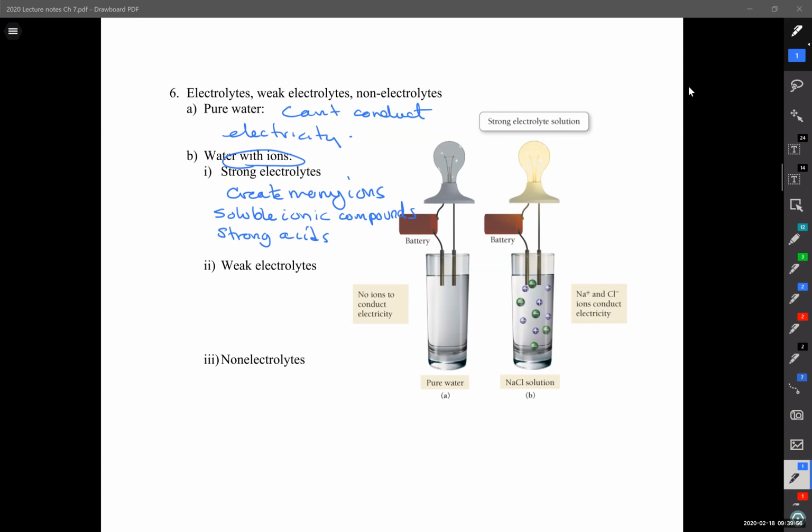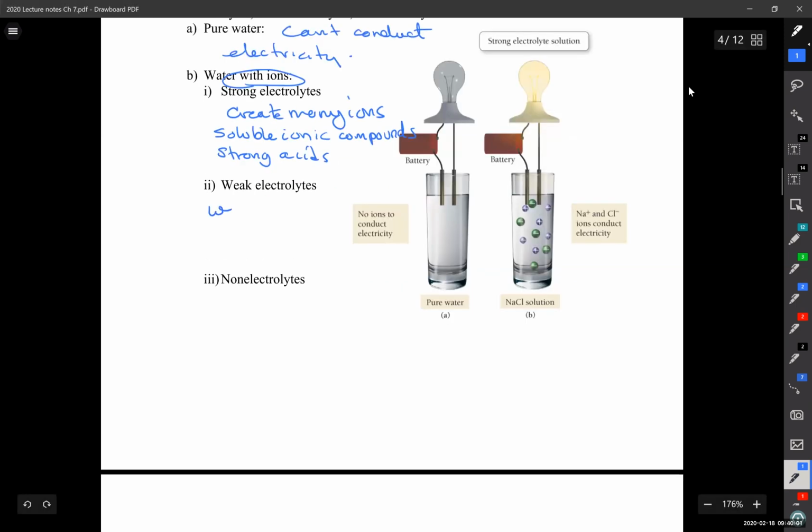Now, there are things that we call weak electrolytes. Oh, sorry, I meant to write weak acids. I'll tell you the difference between strong and weak acids on the next slide, but your book doesn't even mention them in this portion. But there's strong electrolytes, weak electrolytes. Weak electrolytes make few ions. And then there's non-electrolytes, things that don't make ions when they dissolve.